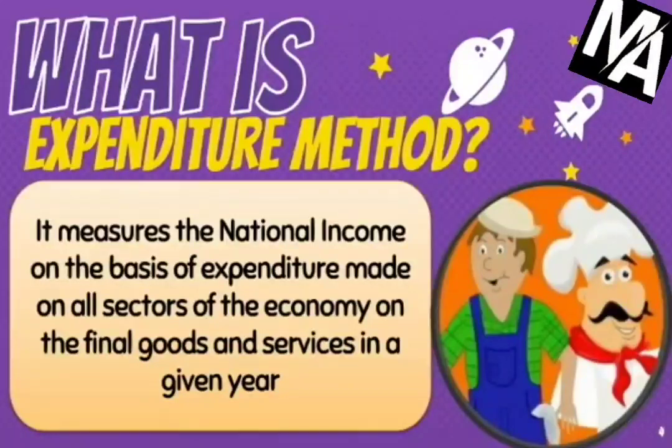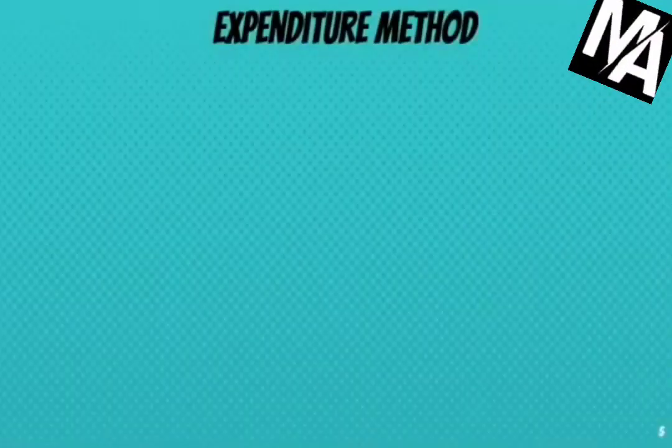Which means so many different kinds of people spend money, and we are calculating the total spending or the total expenditure made on all sectors of the economy. We have the household sector, we have the firms, we have the business sector, the government sector, and then the foreign sector. So all spending made on all four sectors which are producing goods and services in a given year, that is called the expenditure method.